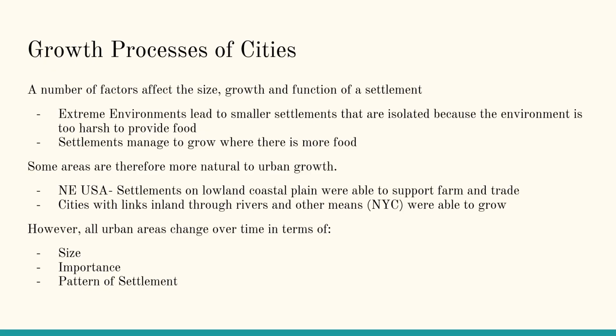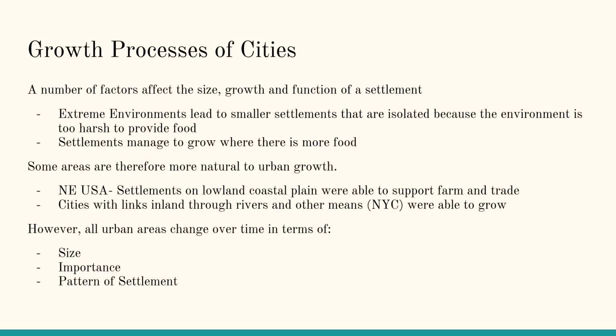So in terms of thinking about cities themselves, a number of different factors really impact where the settlement tends to go, in terms of the size, the growth, the function of all of these places. In extreme environments, this tends to lead to smaller settlements that are more isolated, because not as many people want to live there because the environment is too harsh to provide food. That also caps the number of people that can live there because there's not enough food to go around. And so the settlements that really grow tend to grow where there is more food, and some areas are therefore going to see more natural urban growth because of that.